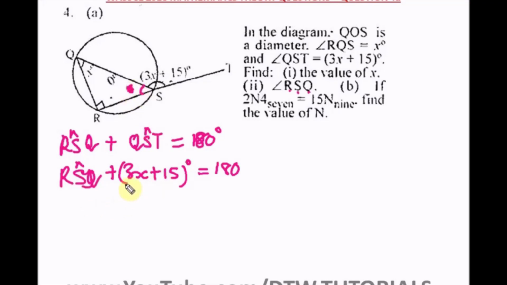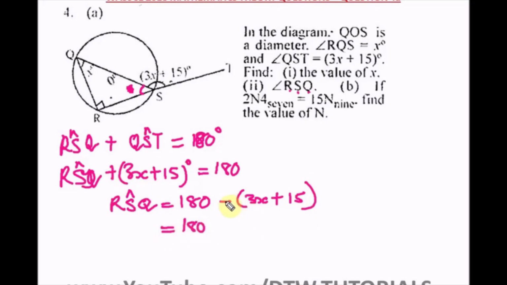Okay, so let me cancel this out. From here all we need to do is take this to the other side. So we have angle RSQ is equal to 180. Taking this to the other side, we're going to have a negative, all in brackets, 3x plus 15, because this is a positive. So we have here equal to 180. Opening the bracket with this negative, the negative will multiply every sign here, every number here. So we have minus 3x, minus times plus 15, we have minus 15.